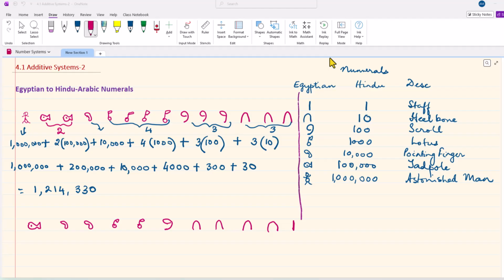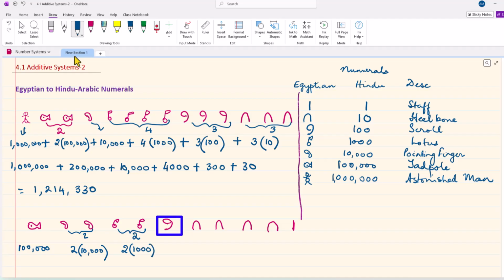All right. So the first one is a tadpole. The decimal equivalent of that is 100,000. So I'm going to write 100,000. And then we have two pointing fingers. So it's 2 times the decimal equivalent for a pointing finger, which is 10,000. Correct? So I'm going to write 2 times 10,000 followed by two lotuses, and each lotus has a decimal value of 1,000. So it's going to be 2 times 1,000 followed by a scroll which has a value of 100. So plus 1 times 100, there's only one of them.